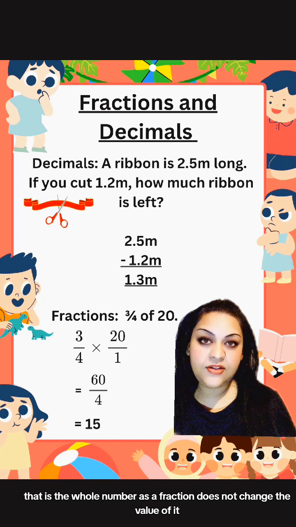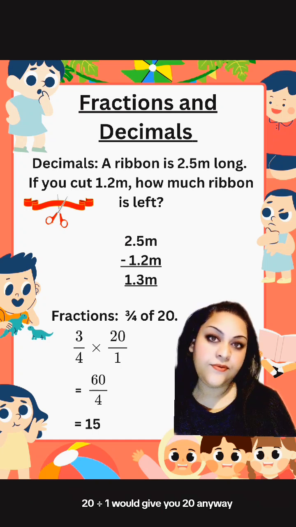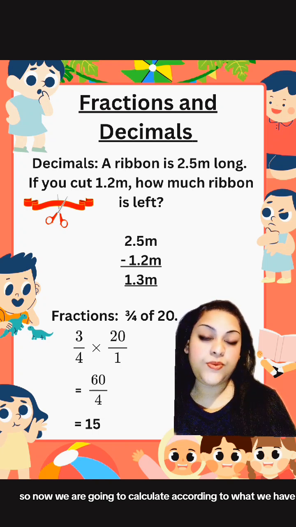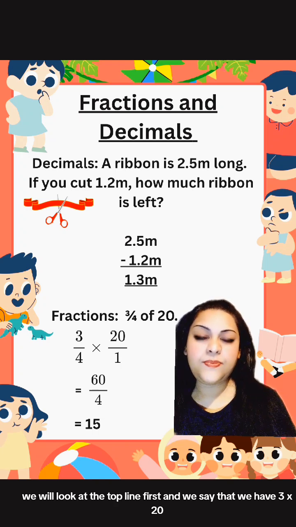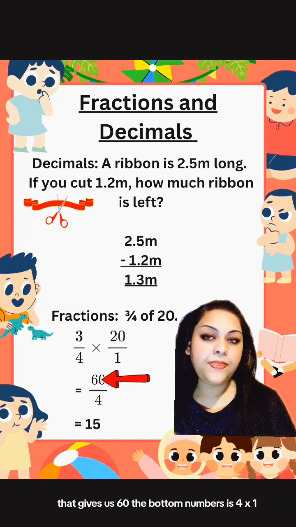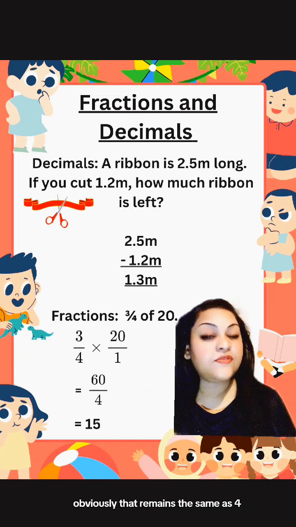It does not change the value of it. It would mean more or less the same thing. 20 divided by 1 would give you 20 anyway. So now we are going to calculate according to what we have. We will look at the top line first, and we say that we have 3 times 20. That gives us 60. The bottom numbers is 4 times 1. Obviously that remains the same as 4.